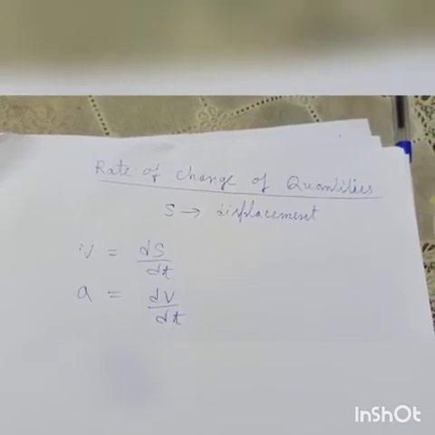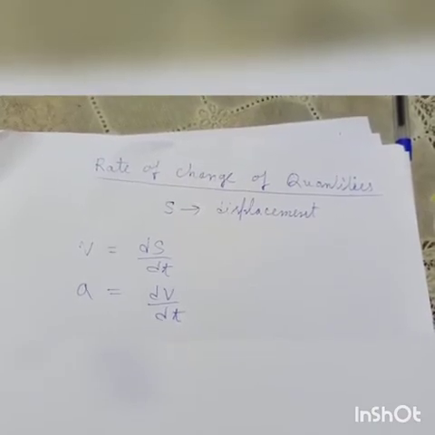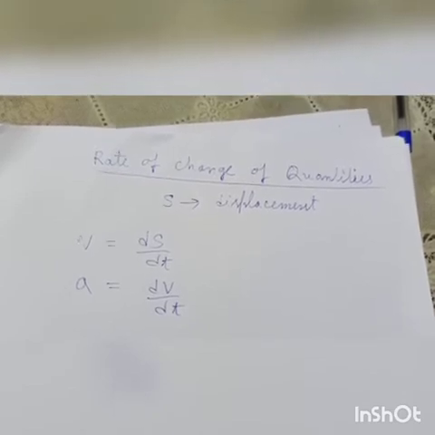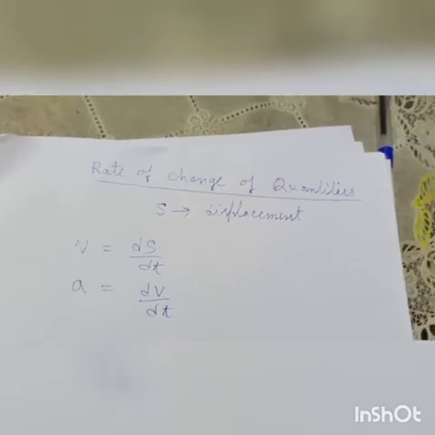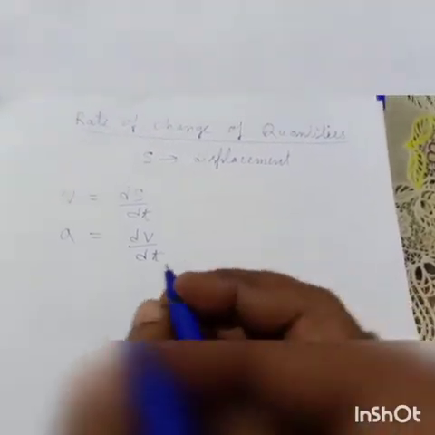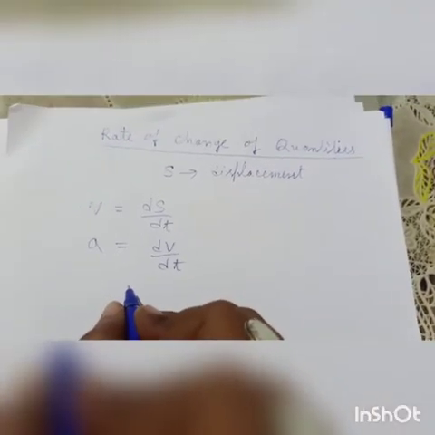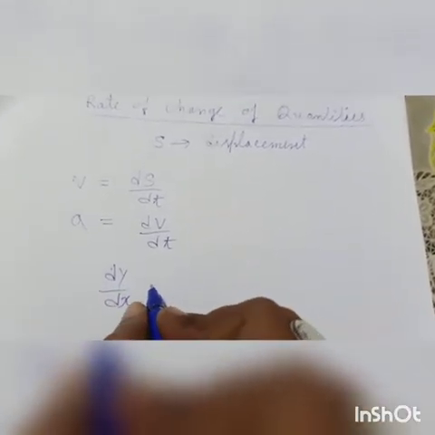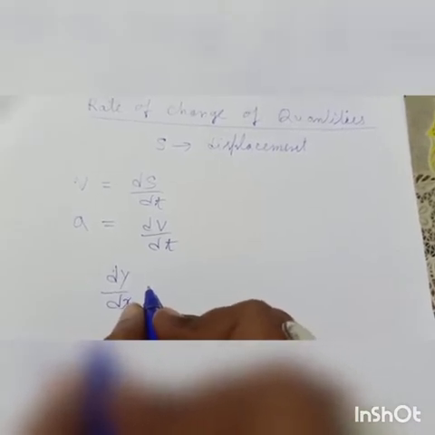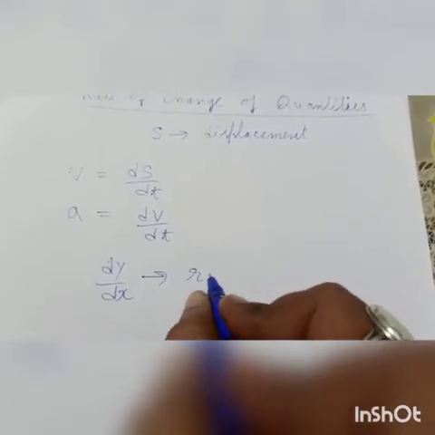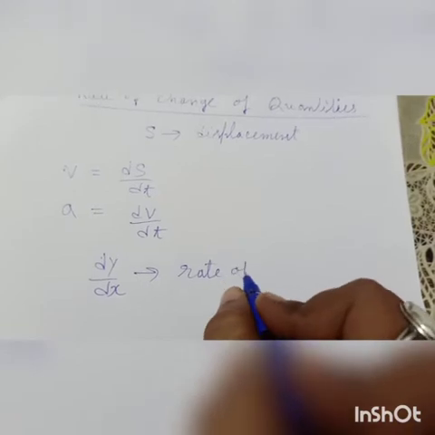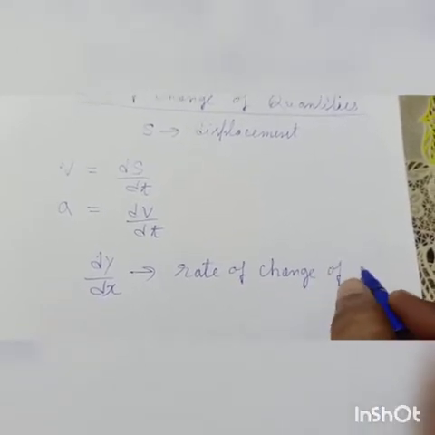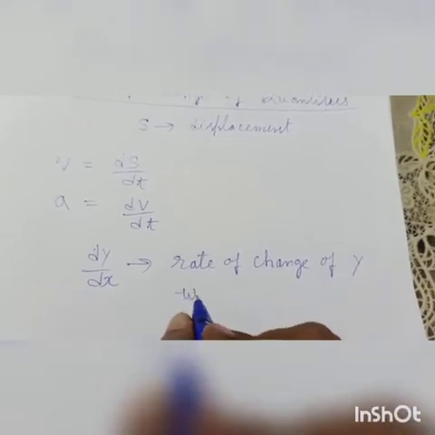So we can say dv upon dt is the rate of change of v with respect to time, and ds upon dt is the rate of change of s with respect to time. If we generalize this notion, then we can say the symbol dy by dx represents the rate of change of y with respect to x.